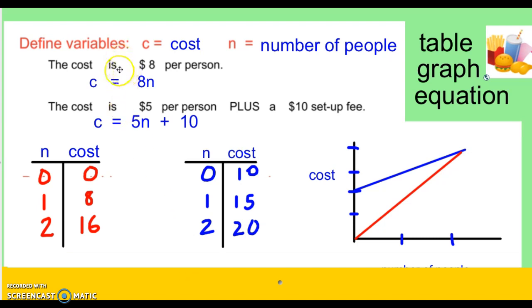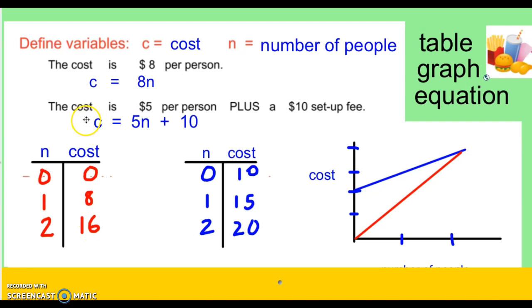So for the first one, C equals 8N. If N is 0, 8 times 0 is 0, so there's no cost. If we have one person, 8 times 1 is 8. And if we have two people, 8 times 2 is 16.